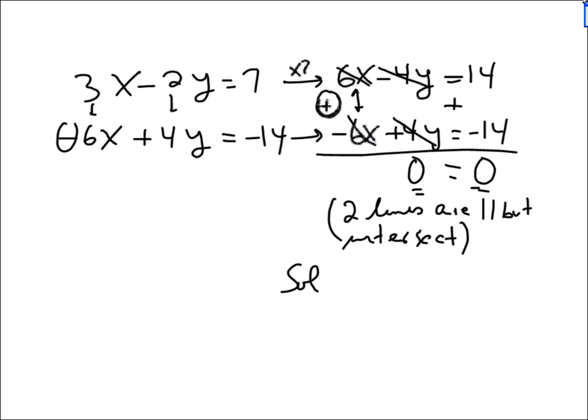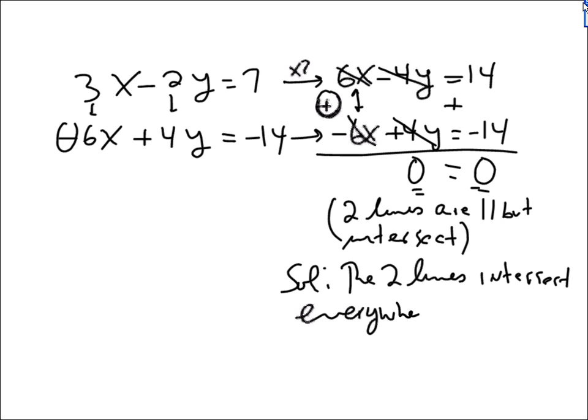And the solution is the two lines intersect everywhere. A lot of students stop right here. They intersect everywhere. Well, that's not true. Maybe this is the first line and this here is the second line. Now, come on. They didn't intersect there. And that's plotted everywhere. They didn't intersect here, nor here, nor here.